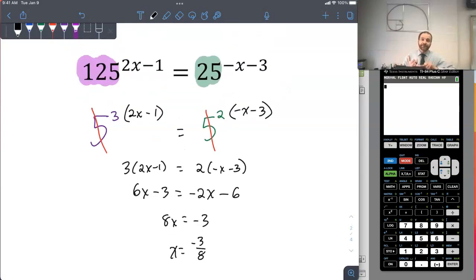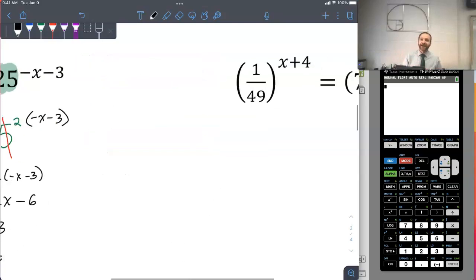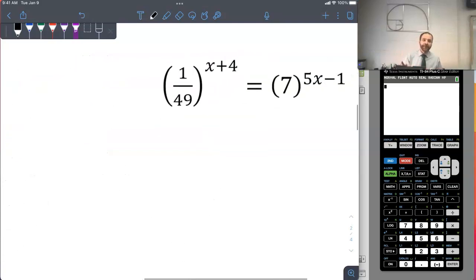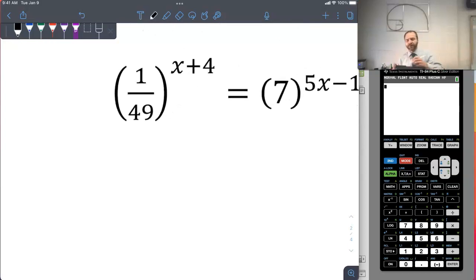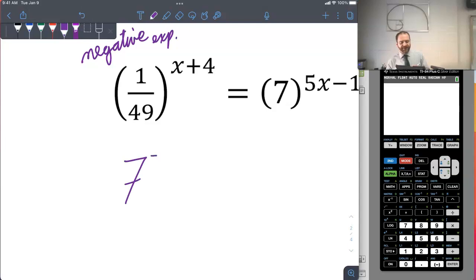Create a common base. Start with the small number and figure out what it's a power of. If you can't do it right away, do that. Now, in this case, I can do it right away. I realize that I have a 7, and yes, it's 1 over 49, but what did we say before? We said when we see that fraction, that means you're dealing with a negative exponent. So I'm going to keep that in mind. Which, by the way, 49 is 7 squared, so shouldn't this right away be 7 to the negative second?